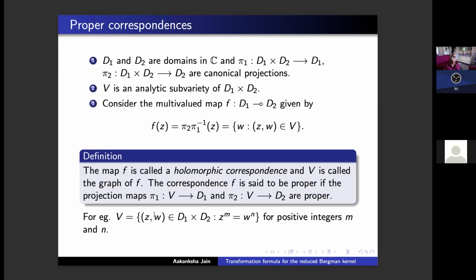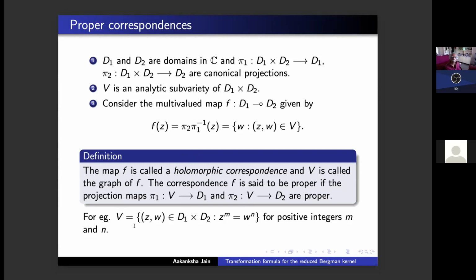So as an example, we have D1 and D2 domains in C. We can take the set of all those z and w in D1 cross D2 such that z to the power m equals w to the power n, for positive integers m and n. This is an analytic subvariety of D1 cross D2, and it gives us a proper holomorphic correspondence.